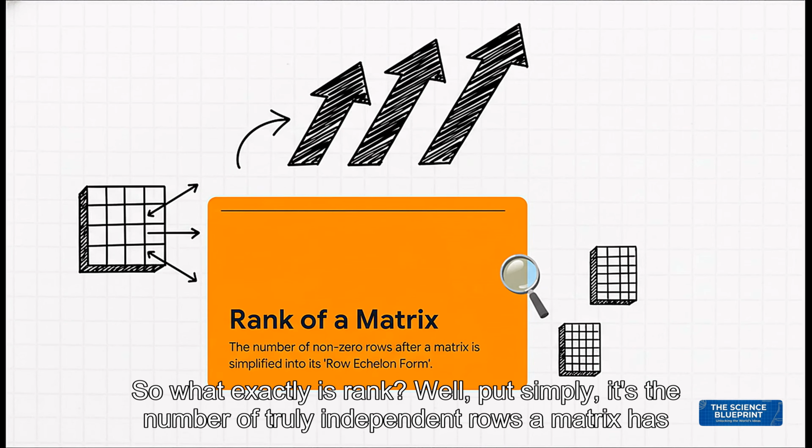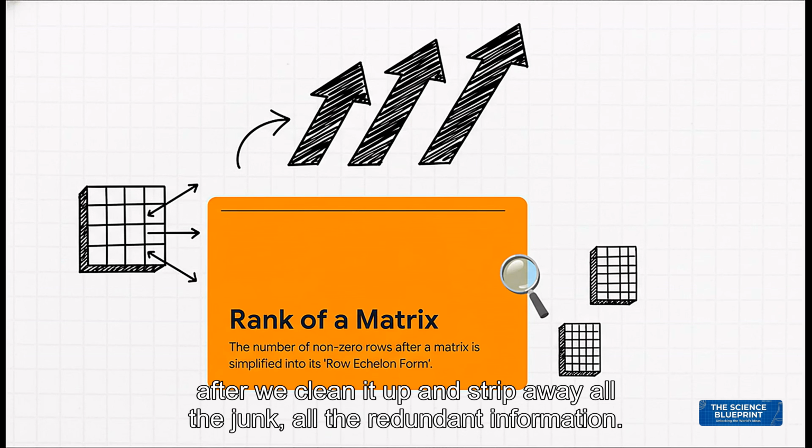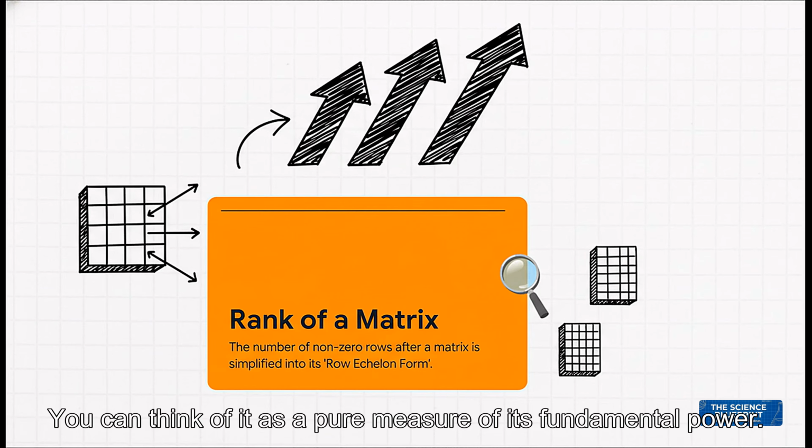Well, put simply, it's the number of truly independent rows a matrix has after we clean it up and strip away all the junk, all the redundant information. It's just one number that tells us how many unique dimensions this matrix can actually influence. You can think of it as a pure measure of its fundamental power.